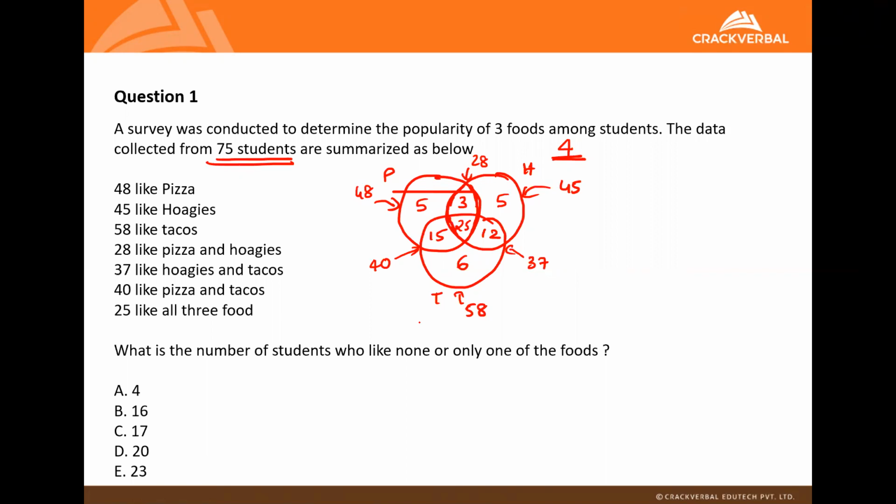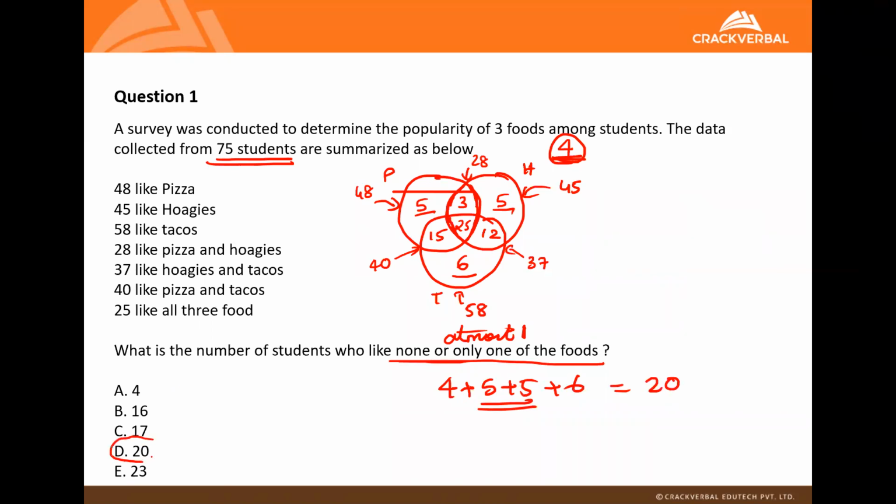Now the question asks me, what is the number of students who like none or only one of the foods? I want none or only one. Remember, none or only one is, finally, at most one. It's a different way of representing at most one. So people who eat none of the three foods is going to be 4. And only one of the three foods is going to be 5 plus 5 plus 6, that's 10 gives you 20. So the answer here has to be D.